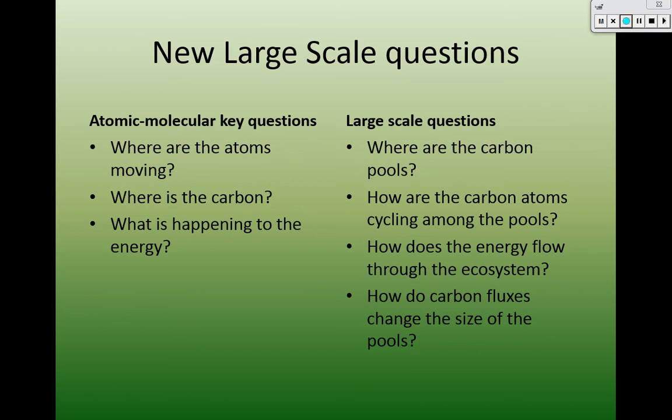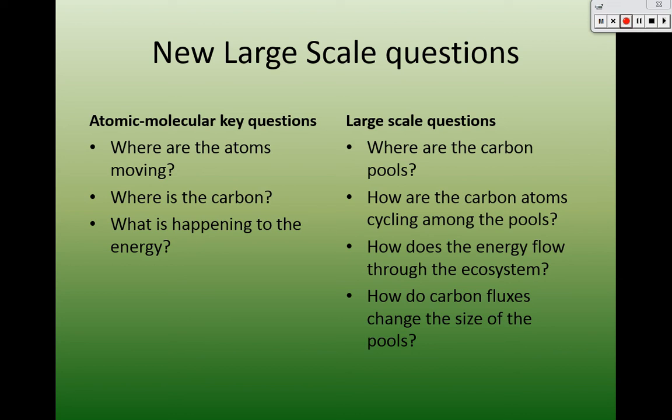So really quick, last thing is now that we are moving to some large scale units, we have some new overarching questions. So for our atomic molecular units that we have just finished, we really looked at where the atoms are moving, where the carbon is, what's happening to the energy, and even looking at our mold, we're still kind of asking that. But now we're going to shift to some large scale questions. So we're going to ask where are the carbon pools in this ecosystem? How are the carbon atoms cycling among the pools? So how are they shifting from one pool to another? How does the energy flow through the ecosystem? So again, we should be able to divide up matter and energy always.